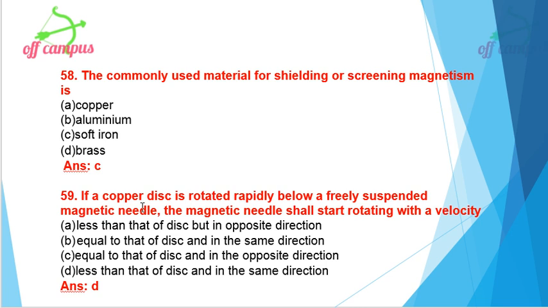Then 59, if a copper disc is rotated rapidly below a freely suspended magnetic needle, the magnetic needle shall start rotating with a velocity. 4 different options are given, that is less than or greater than that of the disc, and in the same or opposite direction. So, if a copper disc is rotated rapidly below a freely suspended magnetic needle, the magnetic needle rotates with a velocity less than that of the disc and in the same direction. Option D is the right option.